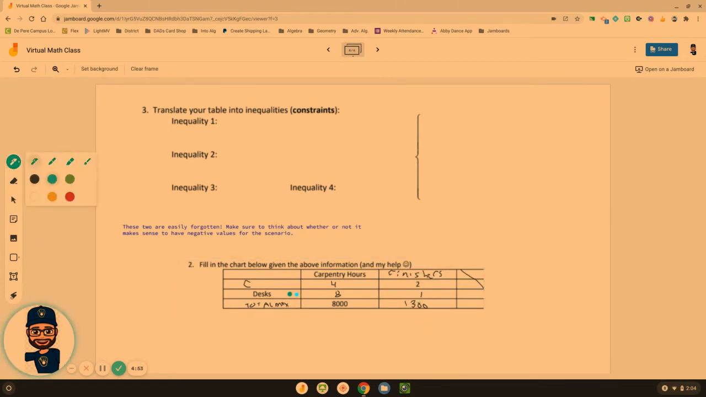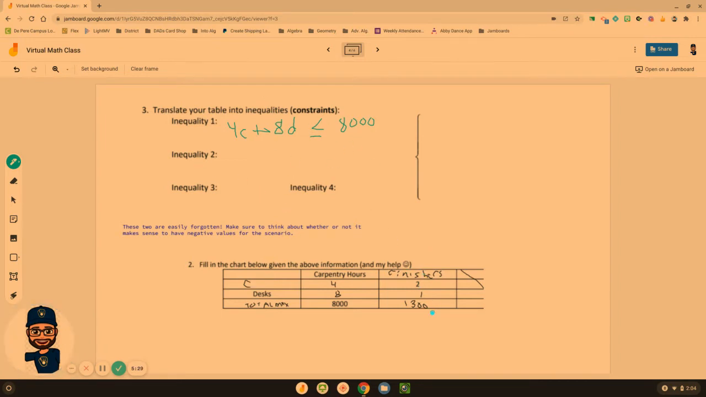The first column is 4 hours times every chair plus 8 hours times every desk, which is going to be compared to 8,000. Can our hours work? Remember, these are the hours over here. The number of hours that we use, can they be equal to 8,000? Certainly, because that's the maximum we have, but it can't go over that. So 4C plus 8D has to be less than or equal to 8,000.